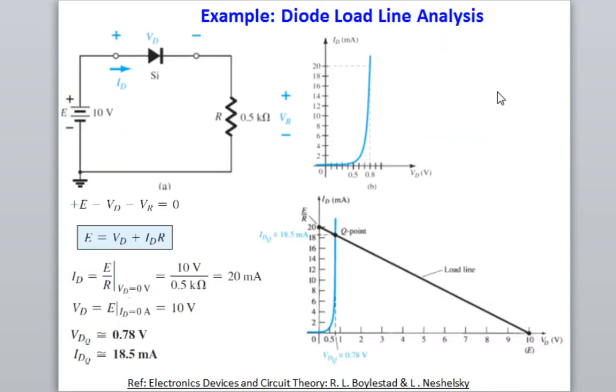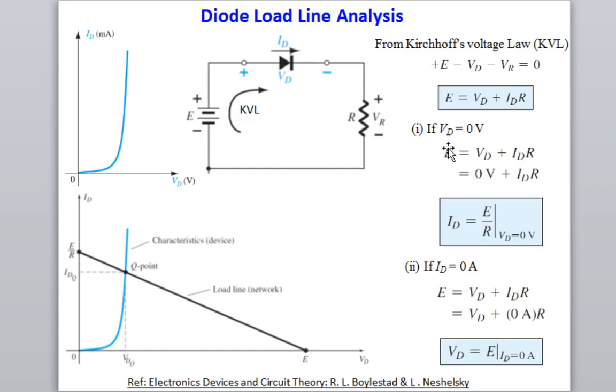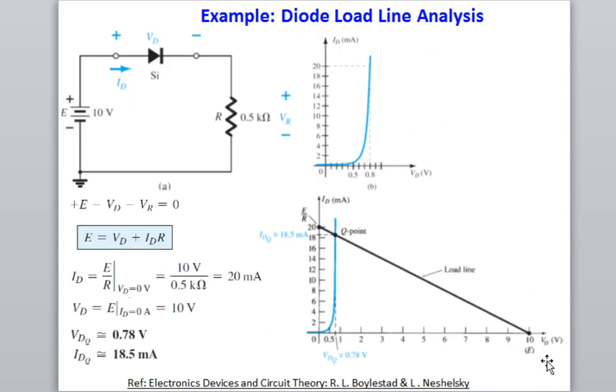Then I have considered two cases. First case, when VD is equal to 0, we get ID is equal to E upon R. Second case, if ID is equal to 0 ampere, then we get VD is equal to E. So the value of E is 10 volt, and R is 0.5 kilo ohm. If you calculate, ID is equal to 20 milliampere.